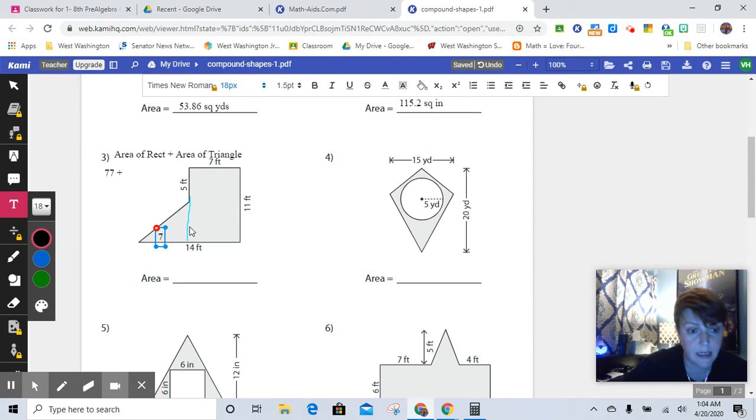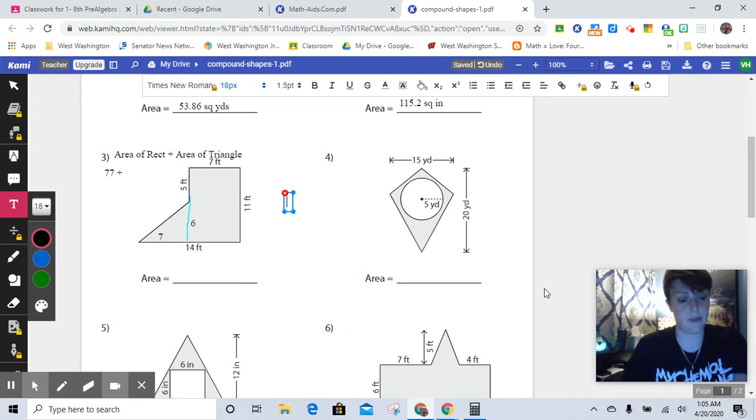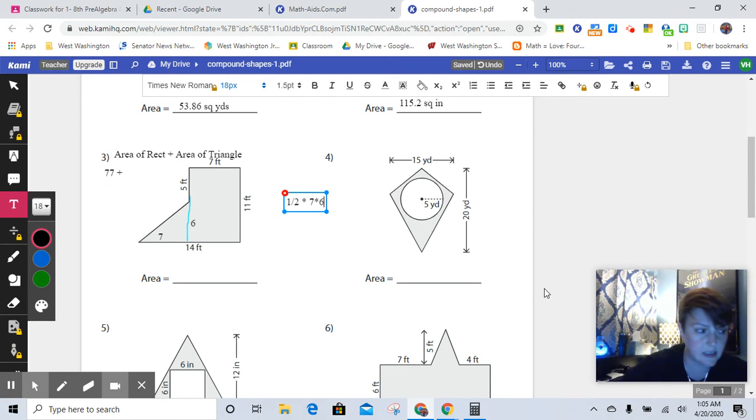What about this blue line right here? Well, if this whole side is 11 and this chunk right here is 5, then that means that this part right here is 6. And so the area of a triangle, again, is 1/2 base times height. So 1/2 of 7 times 6. Now, I'm going to write that over here. 1/2 of 7 times 6. I could go 7 times 6 is 42, maybe? Yeah, 42.